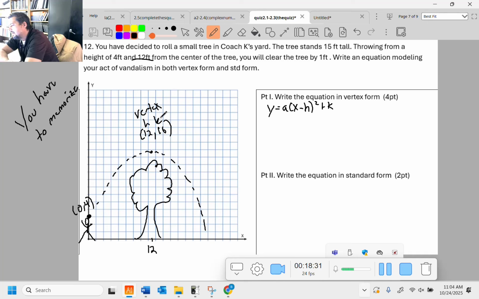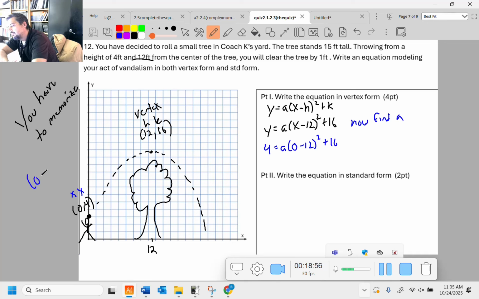There's h, there's k. Y equals a times x minus 12, quantity squared, plus k, which is 16. Now, you need to find a. That's where this point is important. That's an x and a y. Everywhere I see a y, I'm putting a 4, and everywhere I see an x, I'm putting a 0.